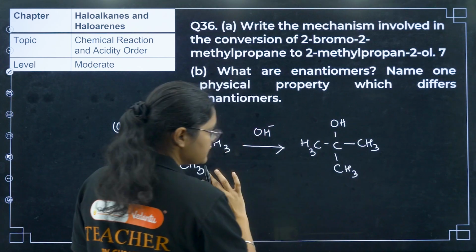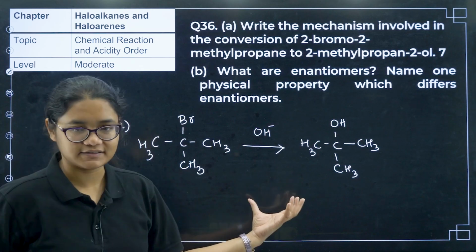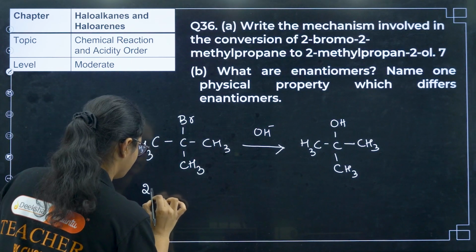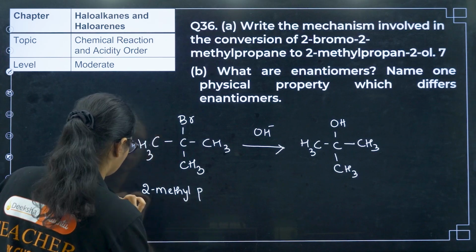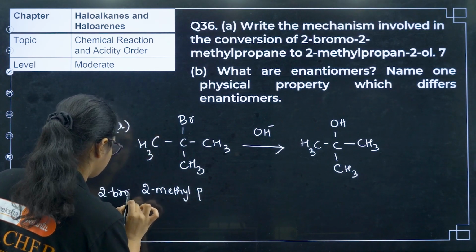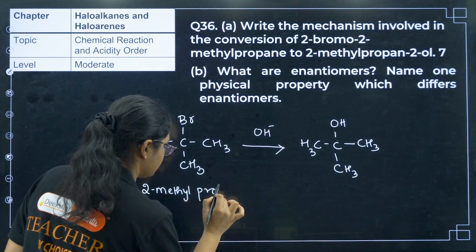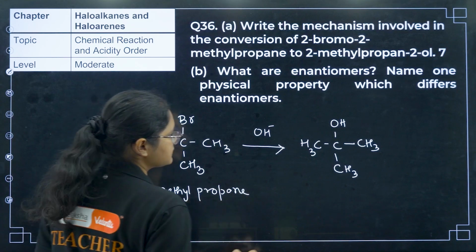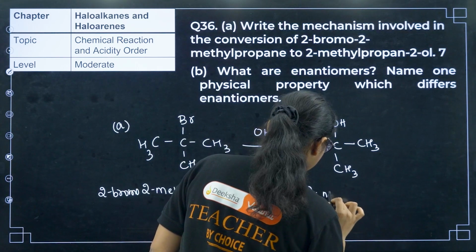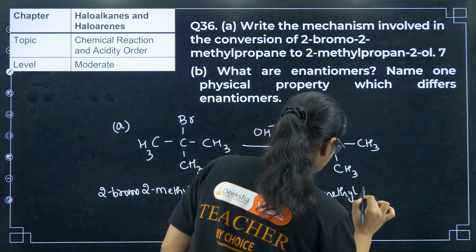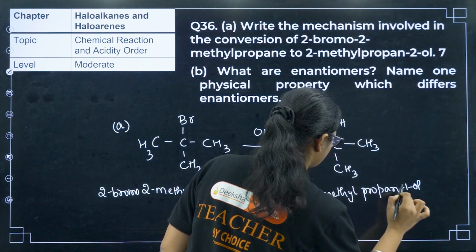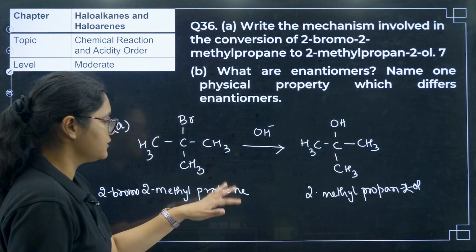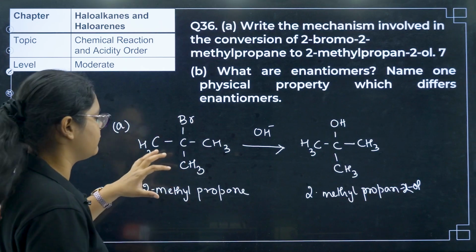Okay, so this is not a step, but you are telling what actually is the reaction, and it is better if you mention the name also. 2-methyl 2-bromo propane. Okay, next we have 2-methyl propane 2-ol. Okay, so this is the first thing that you need to write for the mechanism.